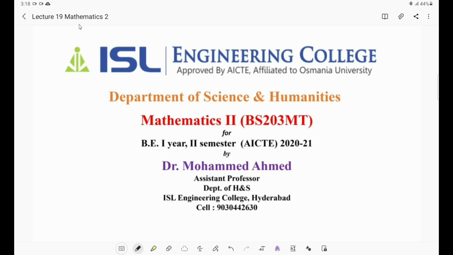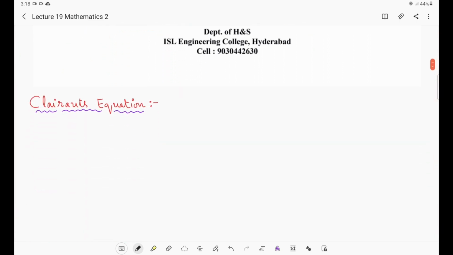Students, in the previous lecture we have discussed Riccati's equation, and before that we have discussed Bernoulli's equation. As I told you, these two topics, Riccati's equation and Bernoulli's equation, are very important, and out of those two, one LAQ question will be asked in the examination. Now in today's class we are going to discuss a SIQ topic called Clairaut's equation.